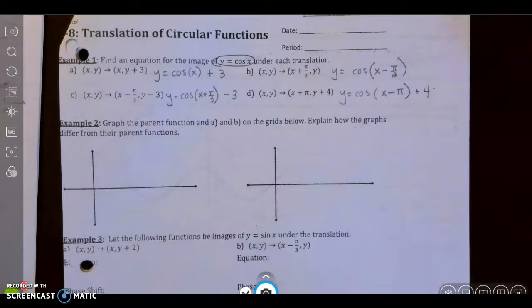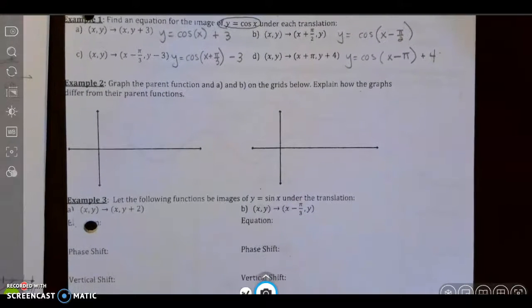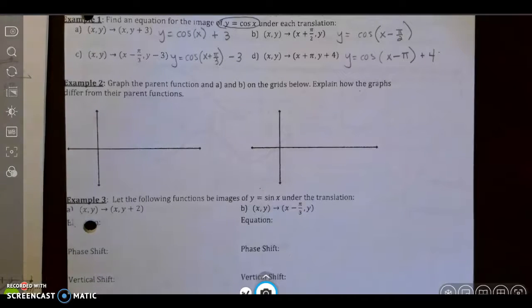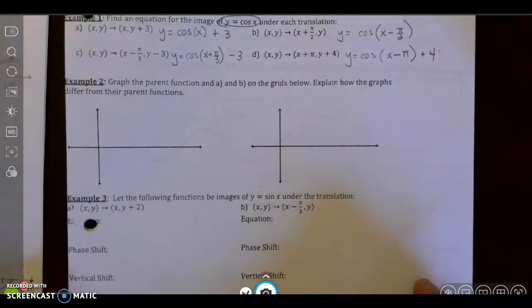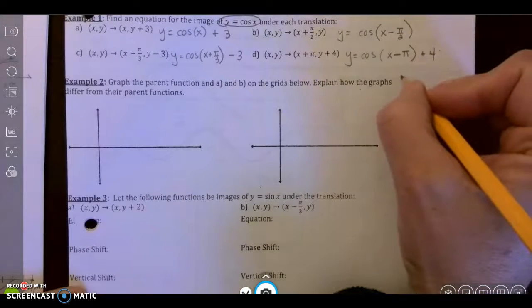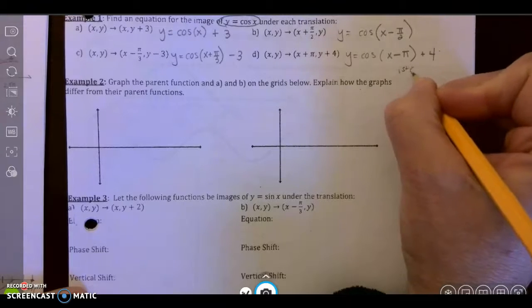Moving on to example 2. It says graph the parent function and A and B on the grids below. Explain how the graphs differ from their parent functions. Okay, so the first thing we're going to do is we're first going to graph the original. So we'll write some steps here.